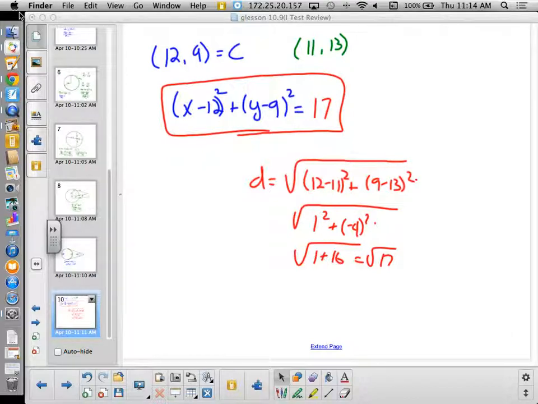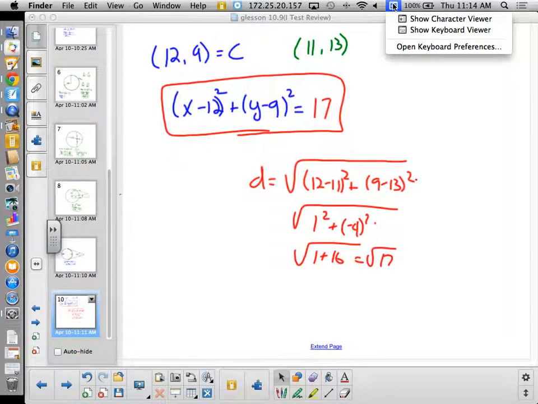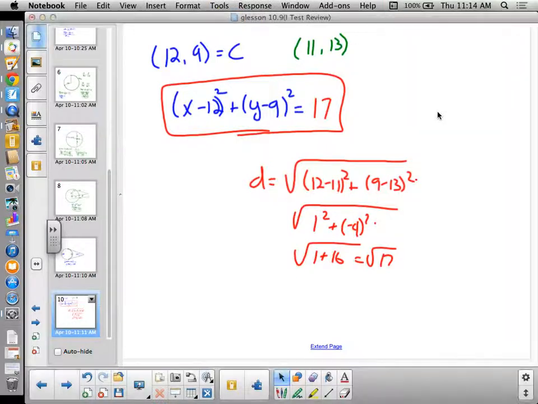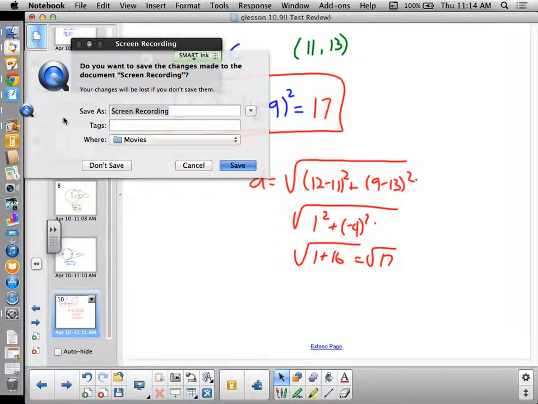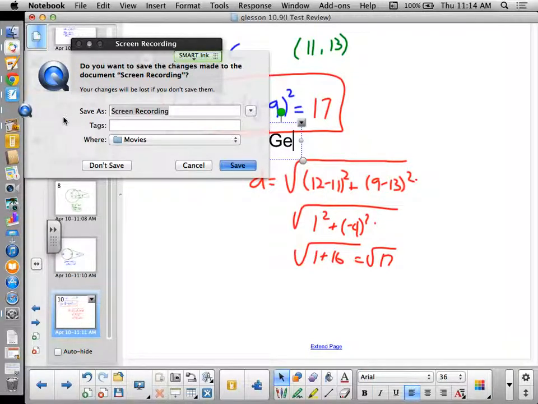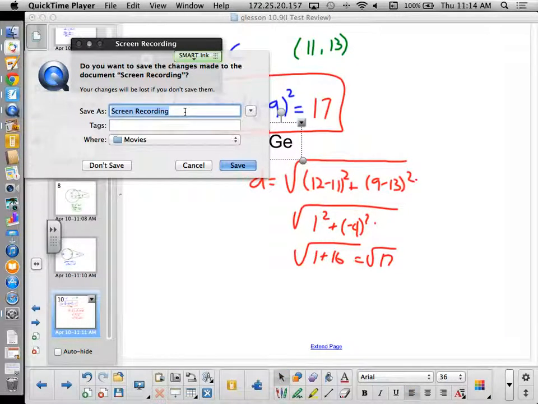Somehow I got extra icons up here. I've got to hide some of these. For retake? Yes. Okay. All right. Oh my God, I just love this.